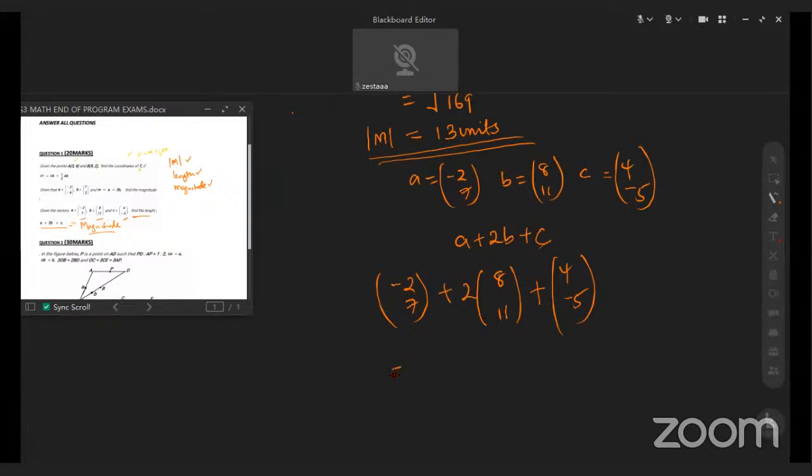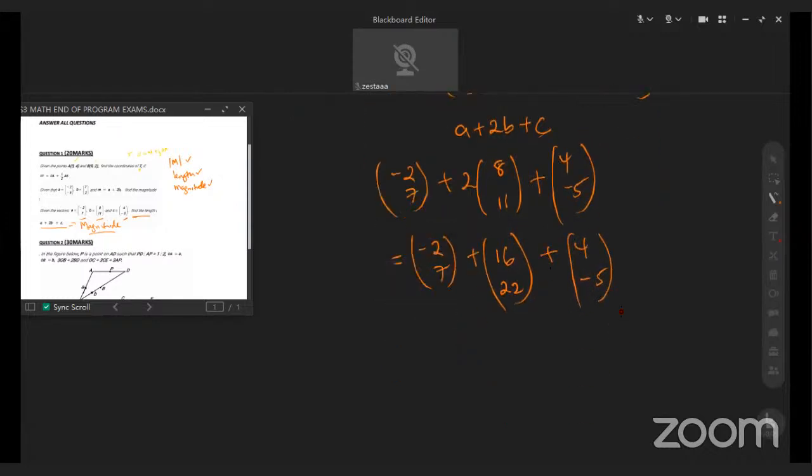Okay. So this will be equal to -2, 7 plus 2 times 8, which is 16, and 2 times 11, which is 22. Then from here, we'll be getting plus 4, -5. Please, the trick of carrying on this addition is that you total up the x alone and also the y alone. That's the whole thing. So you get -2 plus 16 plus 4. Then here we get 7 plus 22 plus negative 5 to get a single value. Okay.